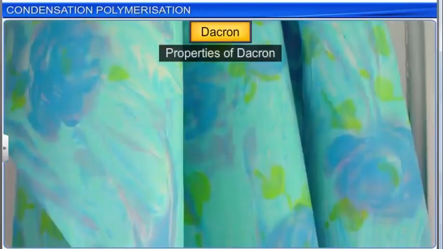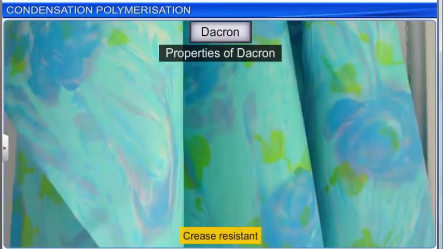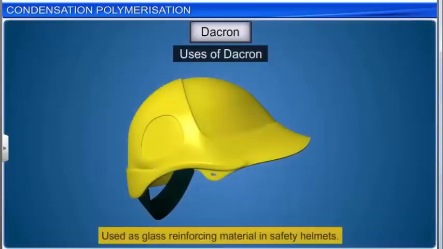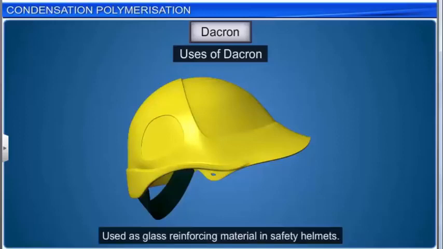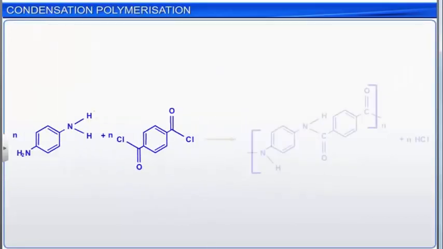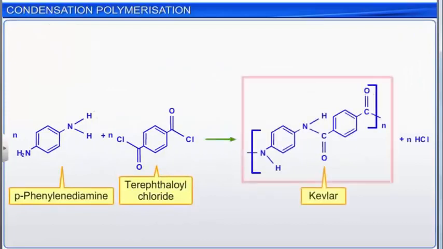Dacron is crease resistant. Therefore, it is often blended with cotton and/or wool. It is also used as glass reinforcing material in safety helmets. Can you write the equation for the formation of Kevlar via a condensation reaction from the monomers shown here? These two monomers can form a polyamide chain with para or 1,4 linkages. Notice that HCl is formed during the condensation reaction.